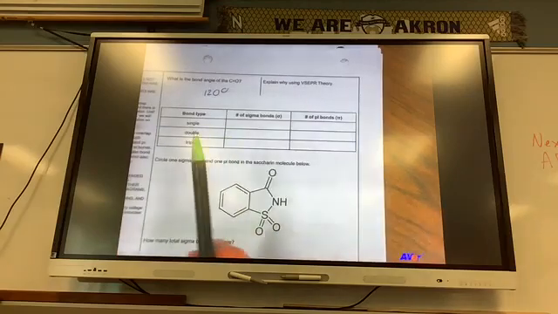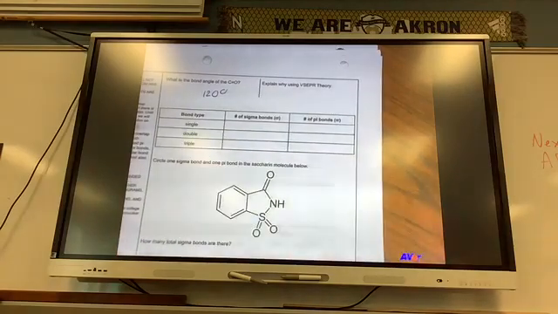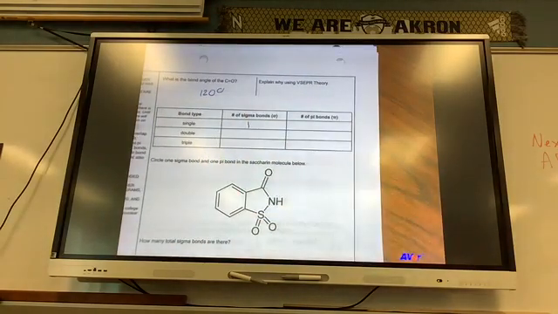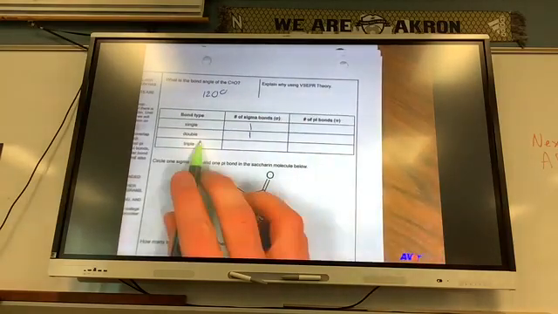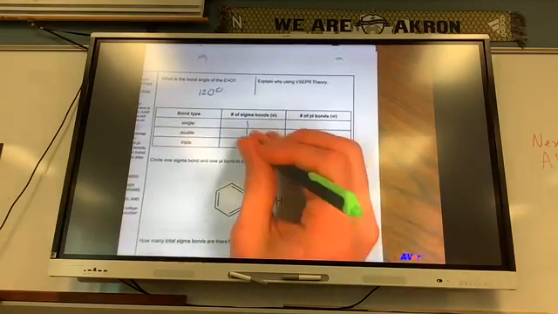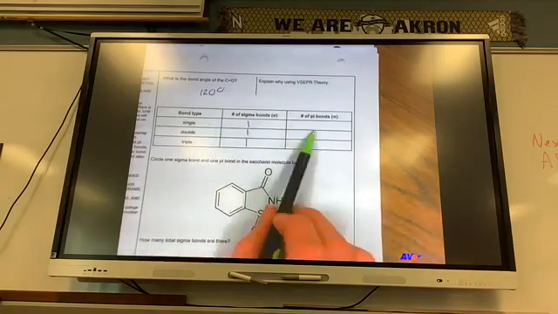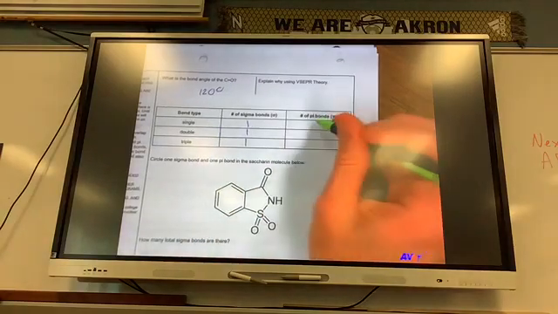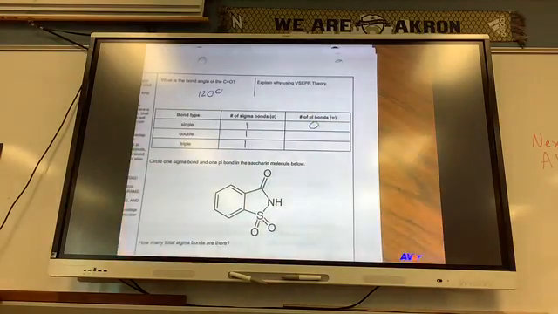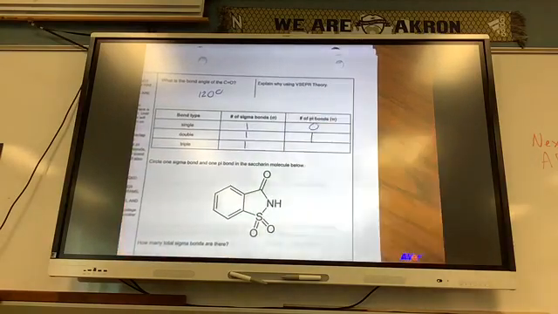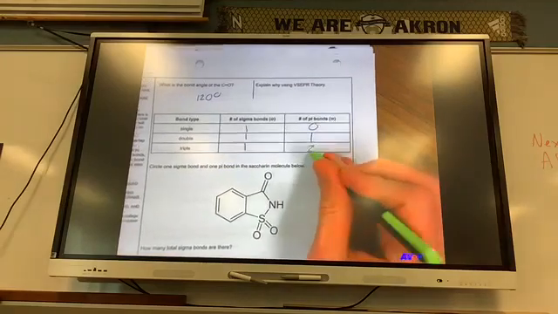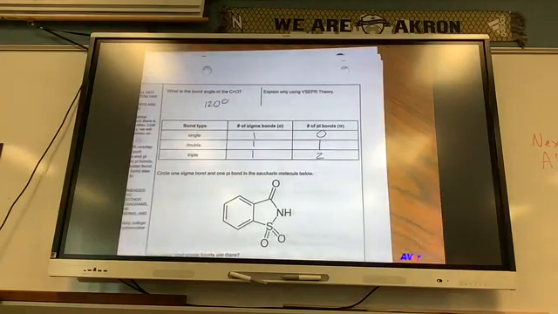Okay. Bond type. Single bond has how many sigma bonds? One. Double bond has how many sigma bonds? One. Triple bond has how many sigma bonds? One. Remember how difficult this was the first time we did this? A single bond has how many pi bonds? Zero. A double bond has how many pi bonds? One. A triple bond has how many pi bonds? Remember how I tried drawing them? This is what you need to know.